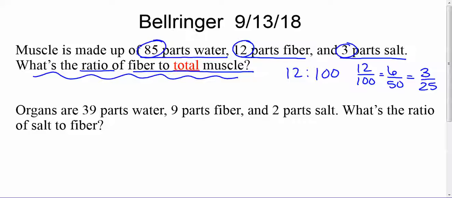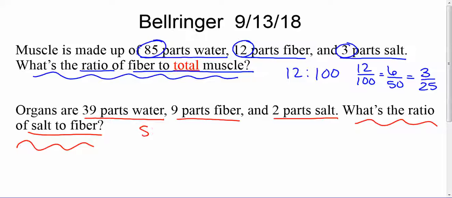The next question here says organs are 39 parts water, 9 parts fiber, 2 parts salt. What is the ratio of salt to fiber? So we want salt first to fiber second. So salt was 2 parts, fiber was 9 parts. So our answer there, and it cannot be simplified any further, is 2 to 9.